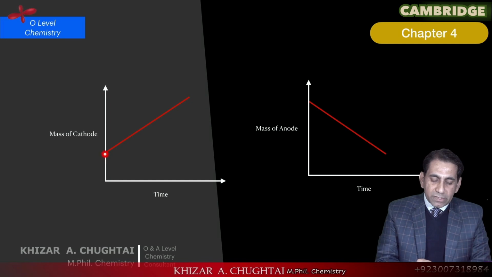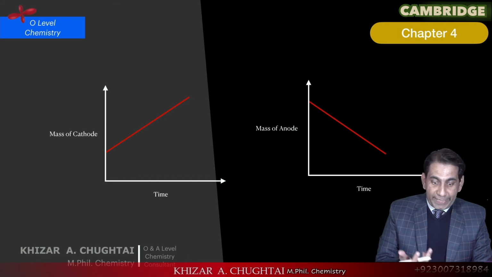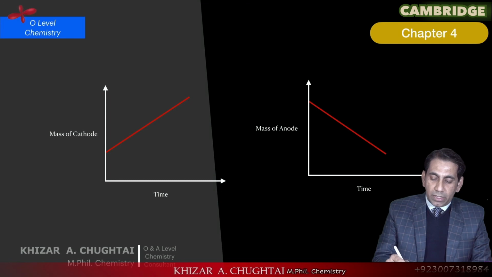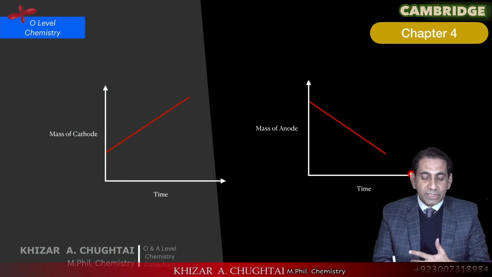This line must start from above zero, because you already have a cathode that has some mass. And the same is the case for the anode; you are not going to touch this line up to the absolute zero.